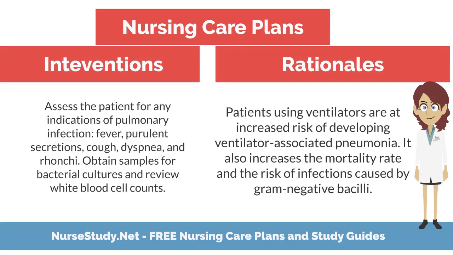Intervention: Assess the patient for any indications of pulmonary infection: fever, purulent secretions, cough, dyspnea, and rhonchi. Obtain samples for bacterial cultures and review white blood cell counts. Rationale: Patients using ventilators are at increased risk of developing ventilator-associated pneumonia. It also increases the mortality rate and the risk of infections caused by gram-negative bacilli.